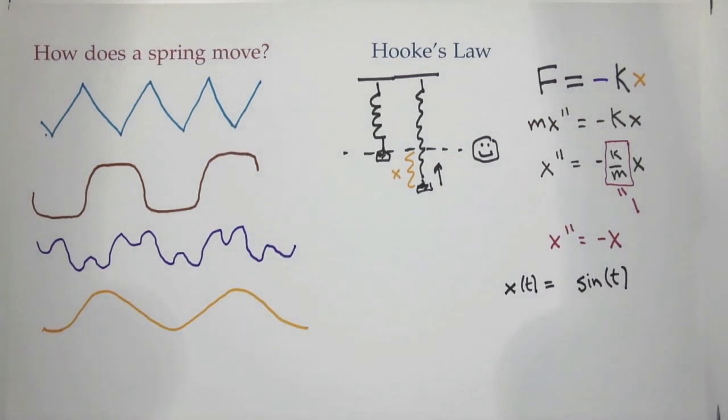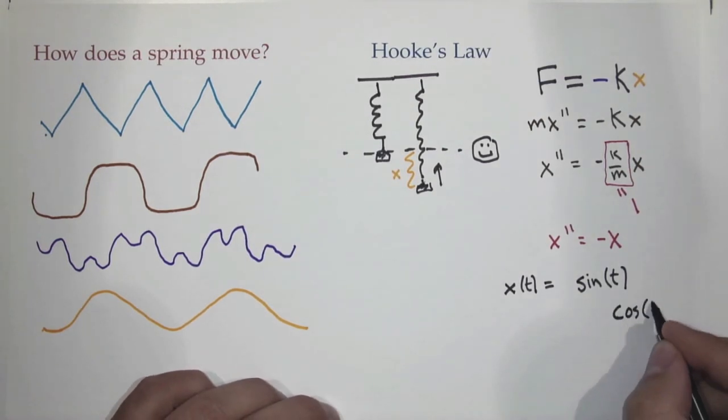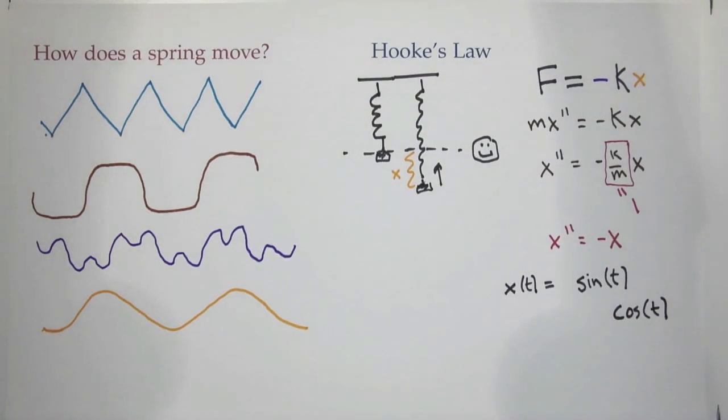Is there any other function that does that? Okay, does cosine work? Derivative of cosine? Negative sine. Derivative of negative sine? Negative cosine. So cosine also works. Now, wow, amazing. Two functions.